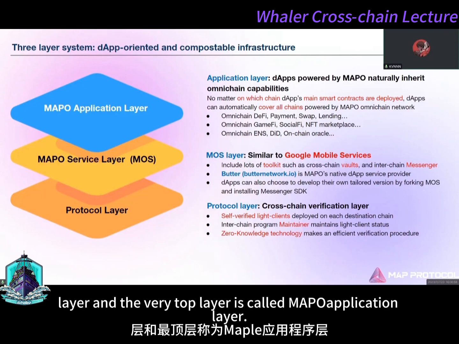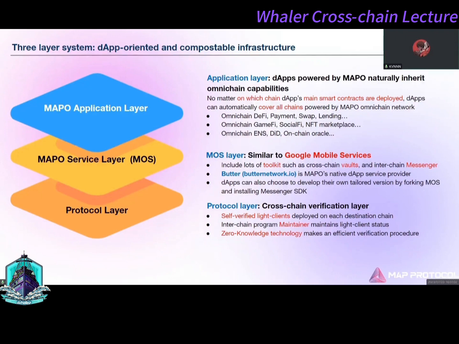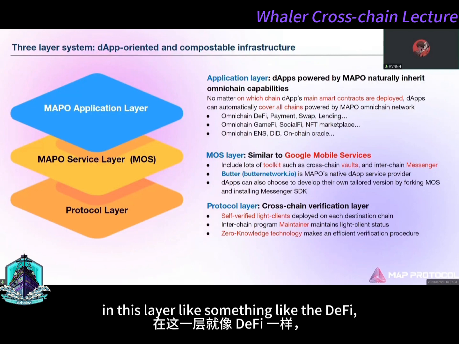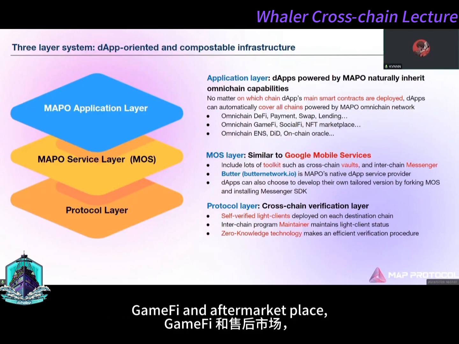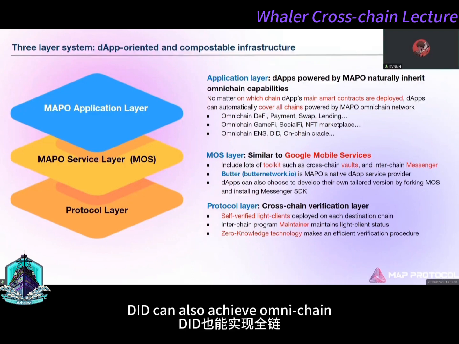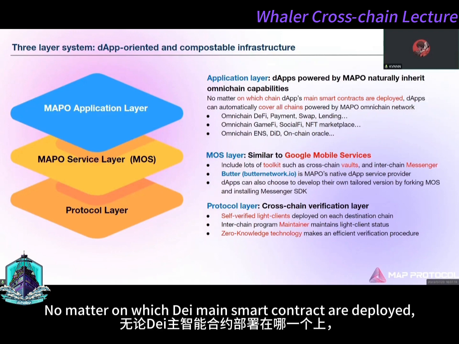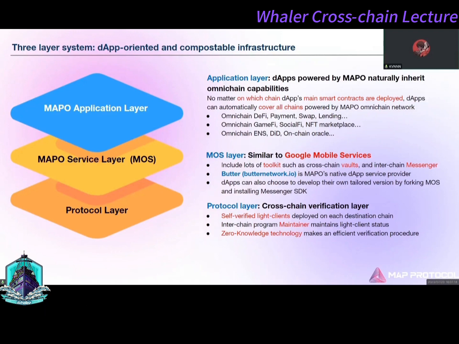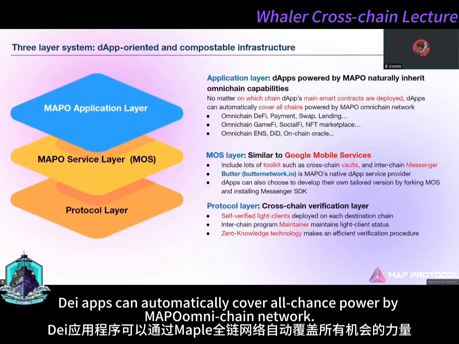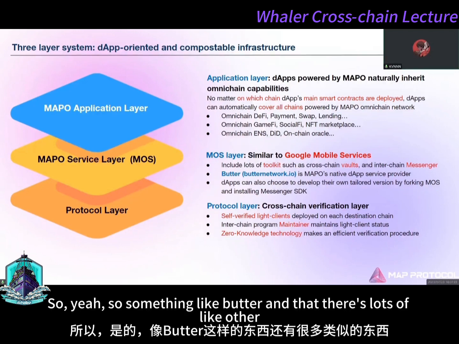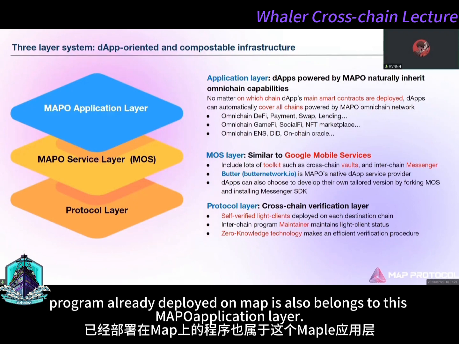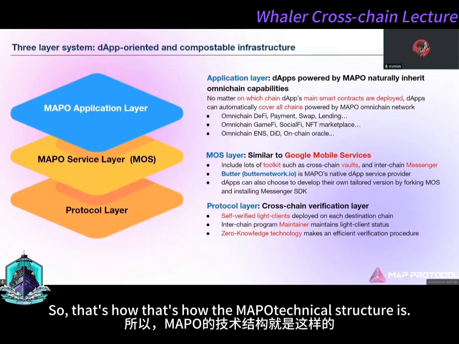And the very top layer is called the MAPO application layer. In this layer, things like DeFi, swap, lending, GameFi, NFT marketplace, and DID can all achieve Omnichain compatibility through our infrastructure. No matter on which chain the main smart contract is deployed, the apps can automatically cover all chains, powered by the MAPO Omnichain network. Something like Butter, and lots of other programs already deployed on Map, also belong to this MAPO application layer. So that's the MAPO technical structure.